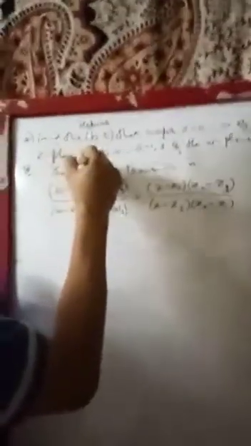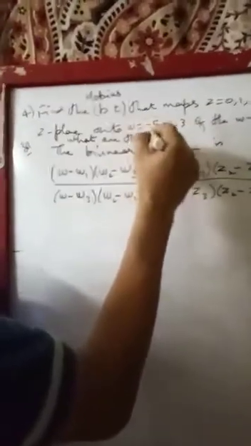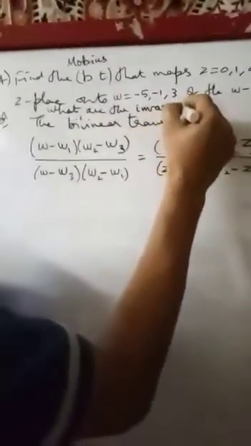And one more question is asked: what are the invariant points of this transformation? So first find the bilinear transformation or Mobius transformation.